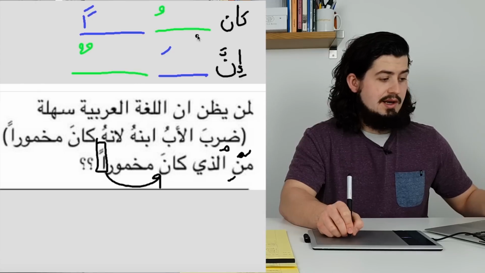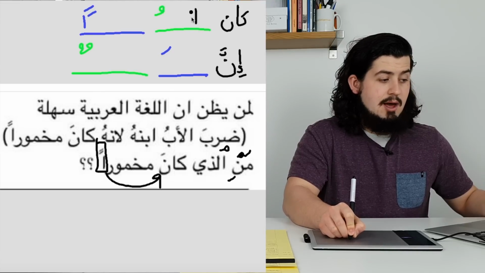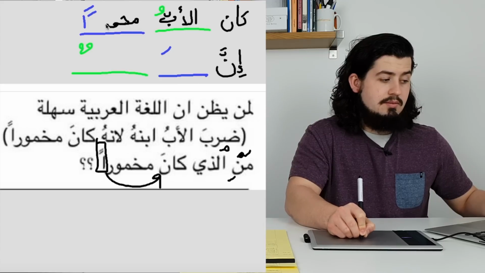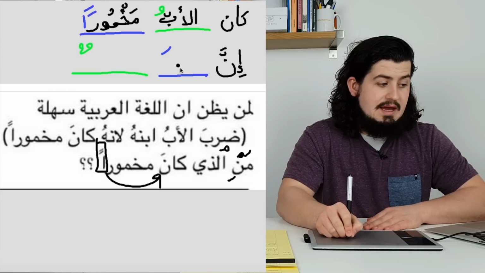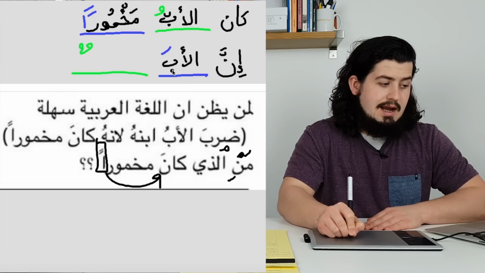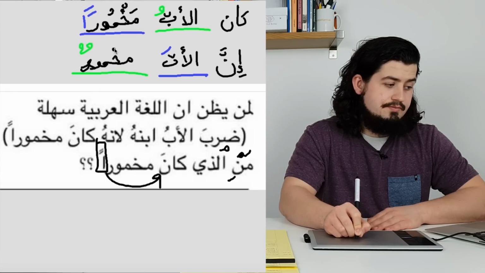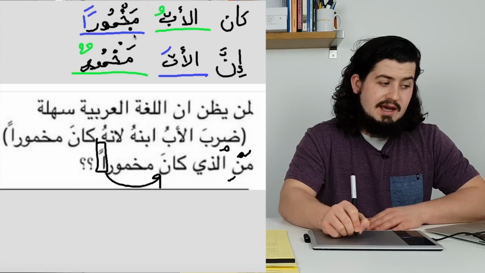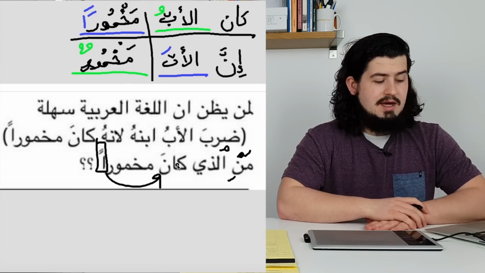So an example, if we were to say something like, "The father was drunk," yeah, kana al-abu mahmuran. Kan al-abu mahmuran. But if it was like, indeed the father is drunk, it'd be inna al-abba mahmurun, mahmurun. Sorry, my pen's gone a bit funny over there, but it says mahmurun anyway. So the cases kind of swap around, yeah. But anyways.